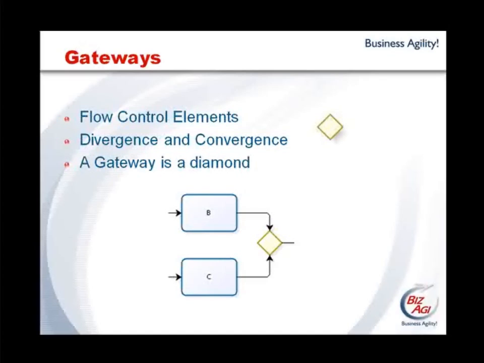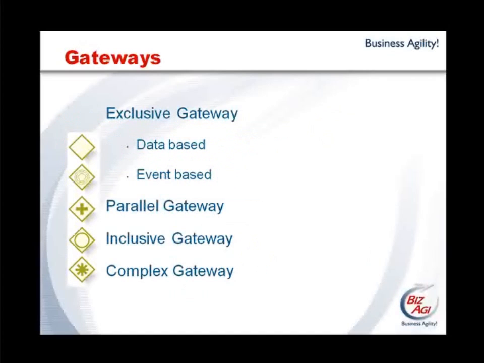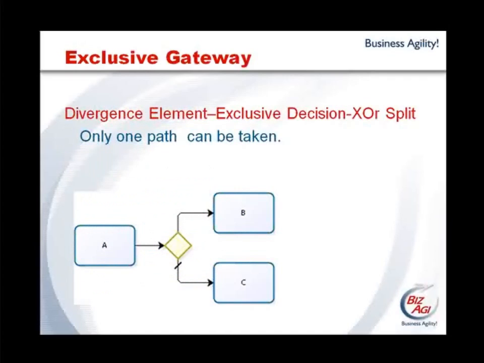There are also different types of gateways. The icon on the inside of the diamond indicates the behavior of the gateway. The types of gateways are exclusive gateways based on data, exclusive gateways based on events, parallel gateways, inclusive gateways, and complex gateways. The most commonly used are exclusive gateways based on data, parallel gateways, and inclusive gateways.